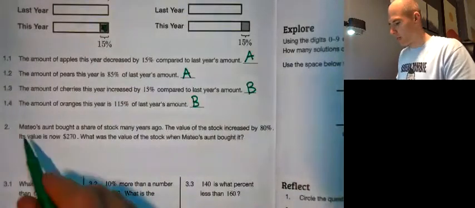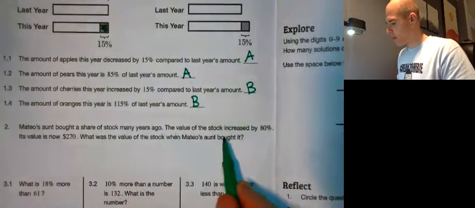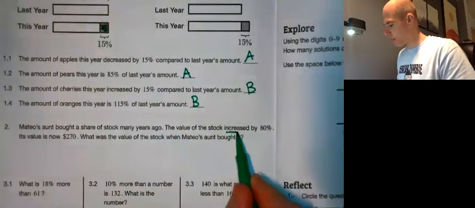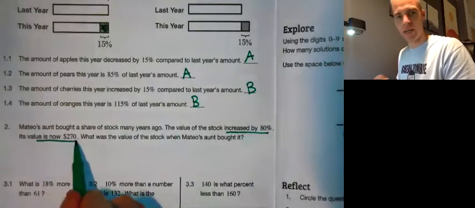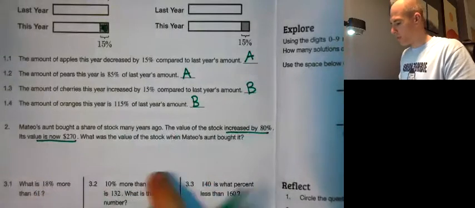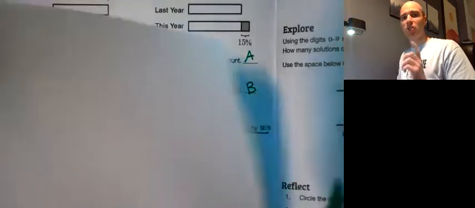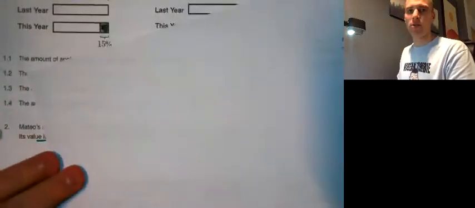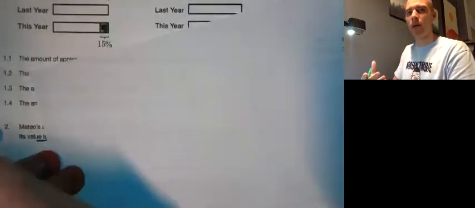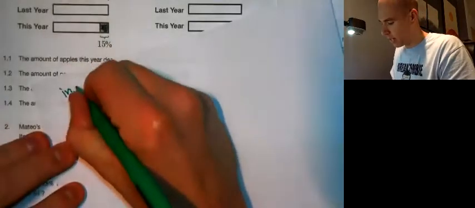So it says, Mateo's aunt bought a share of stock many years ago. The value of the stock increased by 80% and is now worth $270. What was the value of the stock when Mateo's aunt bought it? All right, first thing I'm going to do is show you an incorrect way to do this question, the way that I would expect many students to mess this question up. And then let's talk about why that's wrong and how to do it correctly. So this would be incorrect.